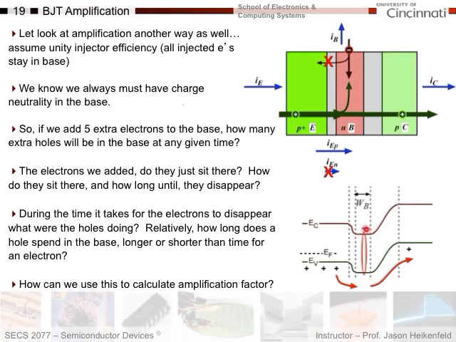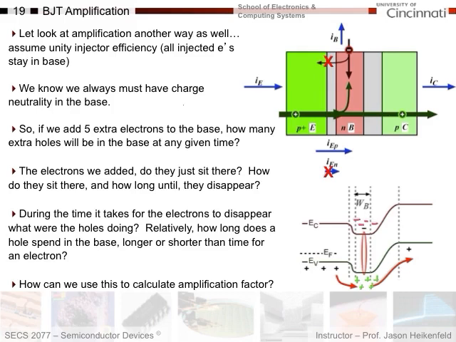They're like the water, right? So they're sitting down here in this little bucket, waiting to basically match up with a hole that doesn't make it across and recombines with them. So, based on charge neutrality, if I added 5 electrons to the base, at any given time, how many holes would there be? So if I added, there's 1, 2, 3, 4, 5. At any given time, how many holes do I have to have in the base as well? Well, we know that by charge neutrality, I have to have 5. And so I have 1, 2, 3, 4, 5 holes, okay, at any given time.